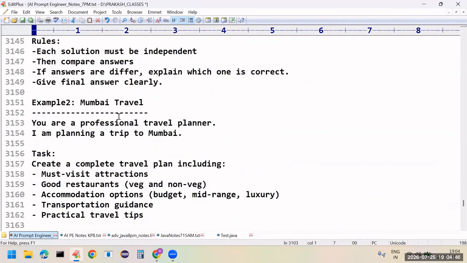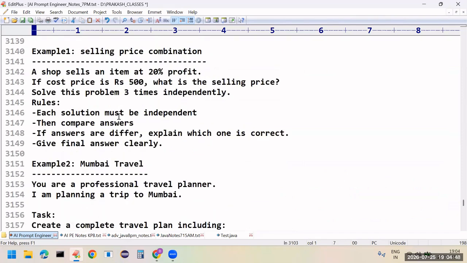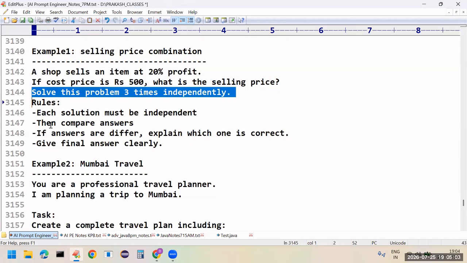If you see the first example, what was it? I purchased or sold one item for 500 rupees and got 20% profit. Now, what is the selling price? The problem is clear, but I don't want the solution directly. I asked: can you please solve this problem three times independently? For a mathematical problem, three different approaches.